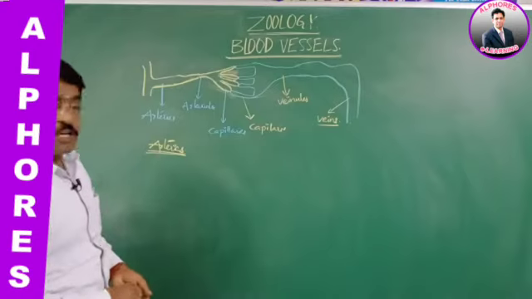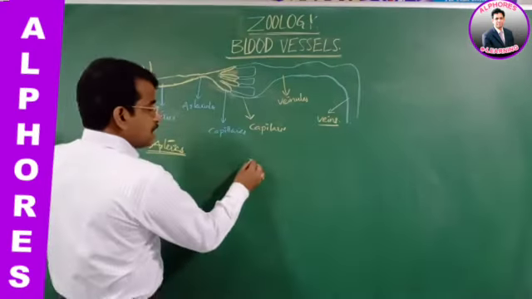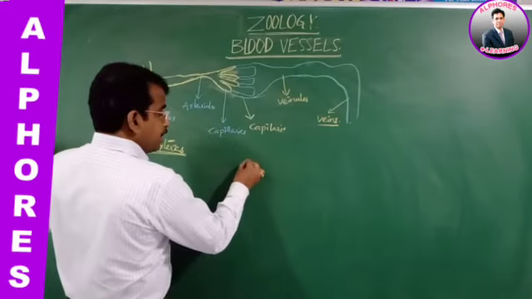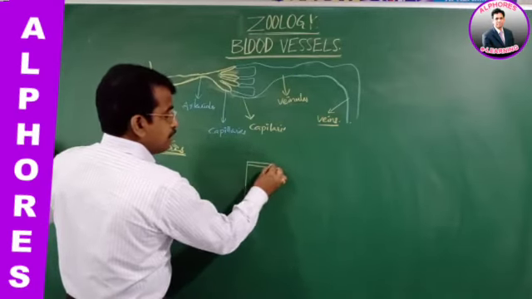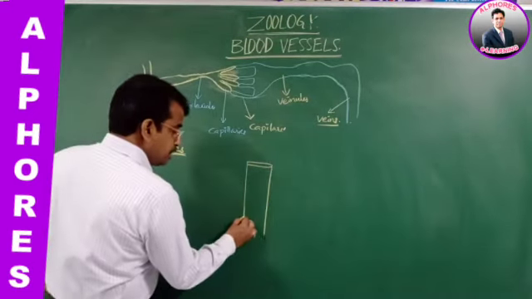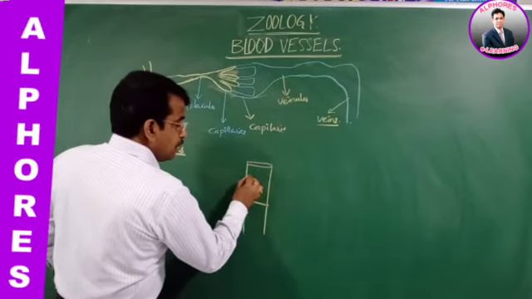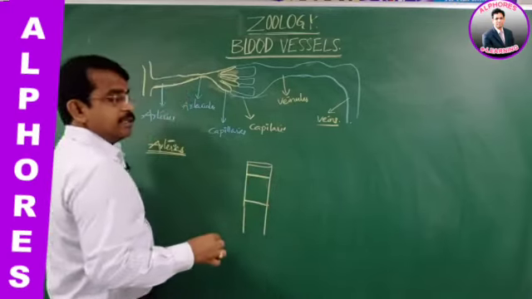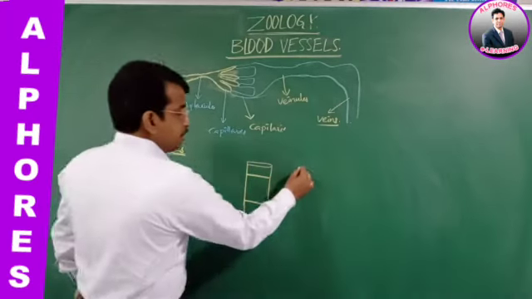Generally, if we discuss the arteries and veins, we can discuss their condition diagrammatically. An artery, look at here. The three layers are present in the wall of an artery and veins. Look at here.